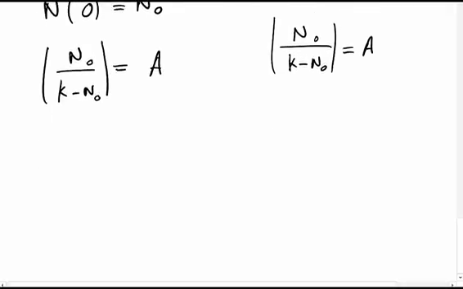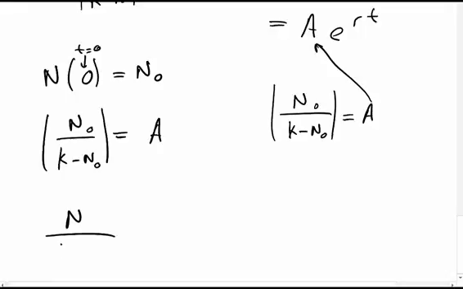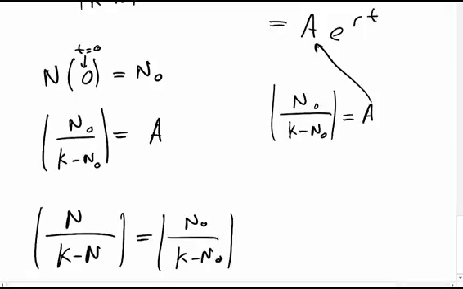So let's just consider what I had. I now just replace this a in here, so I end up with n over k minus n is equal to a, which is n0 over k minus n0, times e to the rt. Okay, that's all cool.